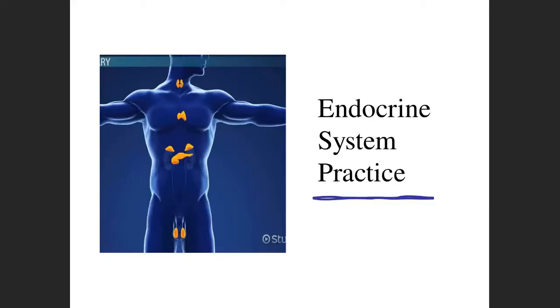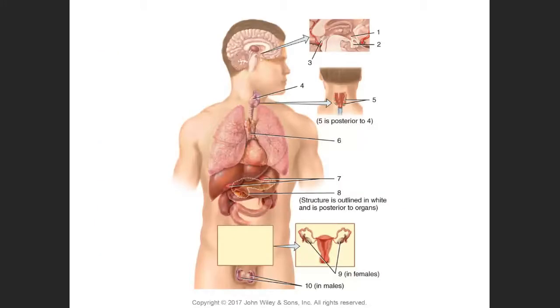This is the review for endocrine system. This picture, the first picture, you can see the different endocrine organs. Look at here. Here we have number 1, which is the hypothalamus, and number 2, which is the pituitary gland. So hypothalamus and pituitary gland.